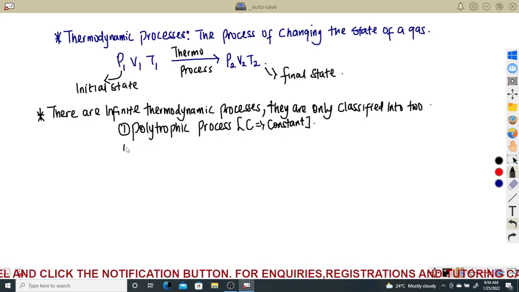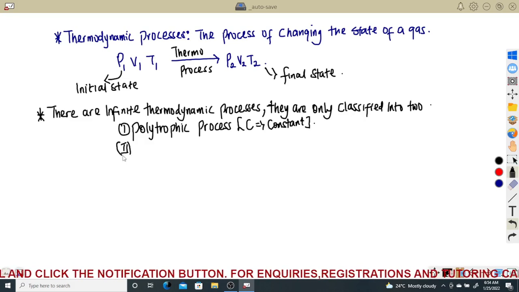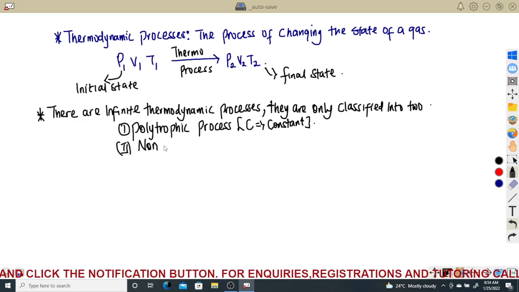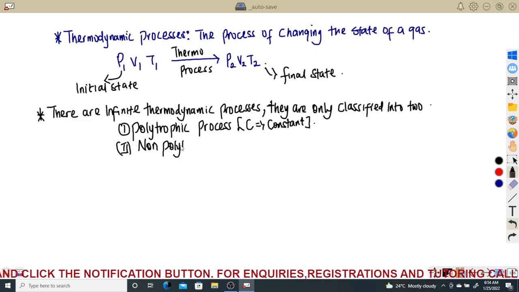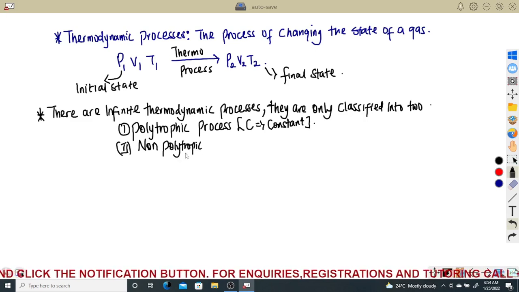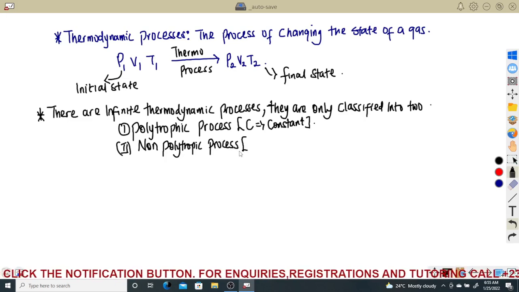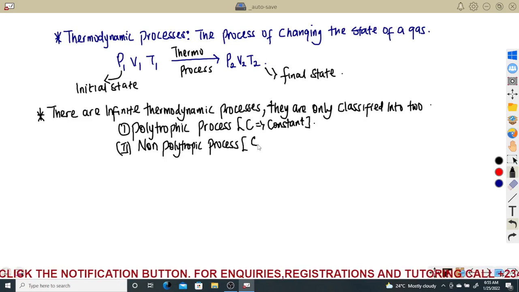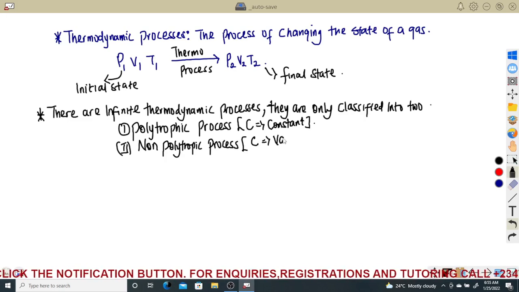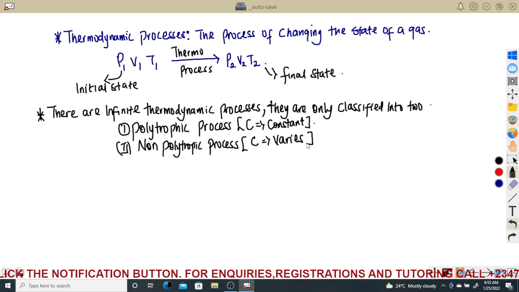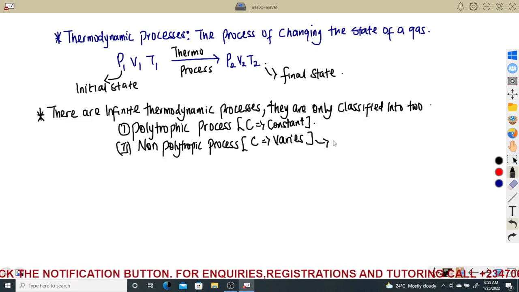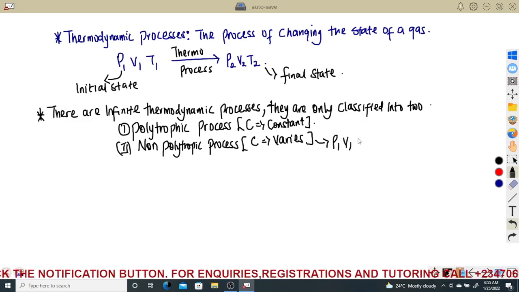And the second one is called the non-polytropic process. As I said, I will use 1 hour for this video. 1 hour is not always enough for non-polytropic process; you don't want a 3-hour video. In this case, C is not constant. I will say C varies. C varies with what? The change of state, that is the pressure, the volume, and the temperature.